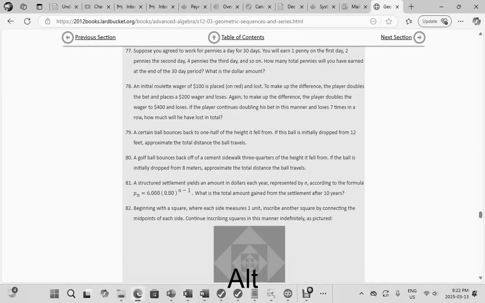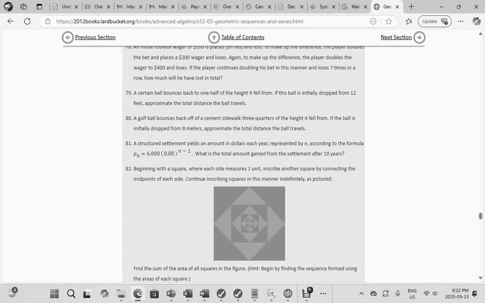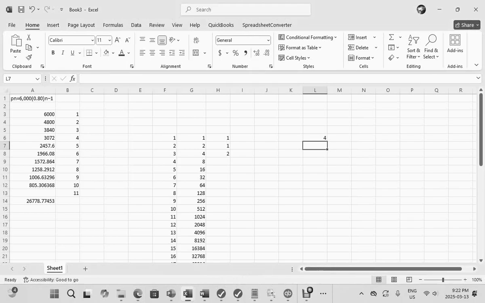So let's take an example. Further down, question number 81. A structured settlement yields an amount in dollars each year represented by N according to the formula P at N equals 6,000 into 0.80 raised to N minus 1. This is the formula they've given us, and they want to figure out the total amount from the settlement after 10 years. Given this formula, you can simply copy paste the formula, just like I've done over here.